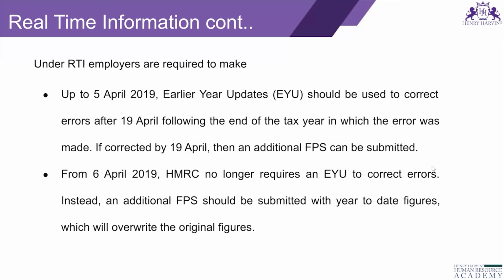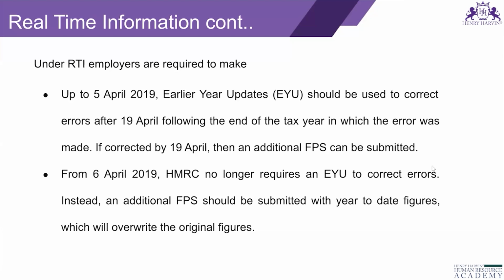It is considered year end. Then it is a previous year correction, whatever you send after 19th April. So during that time, we used to use EYU. Okay, so it used to be used to correct errors after 19th April following the end of the tax year in which the error was made. Okay, if corrected by 19th April, then an additional FPS can be submitted. As I said, if it is before 19th.